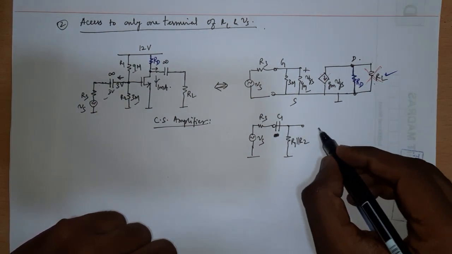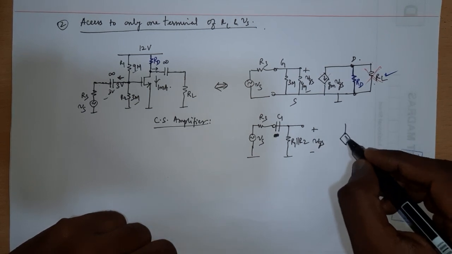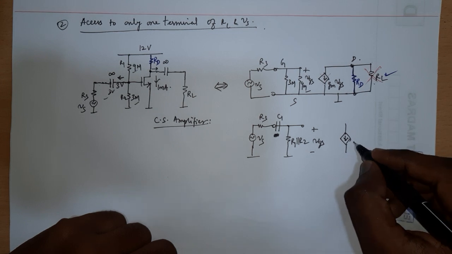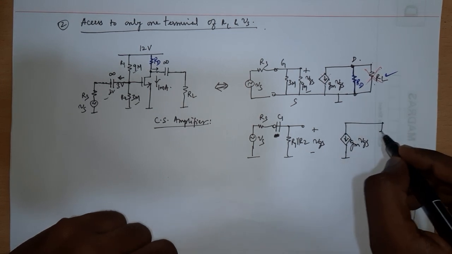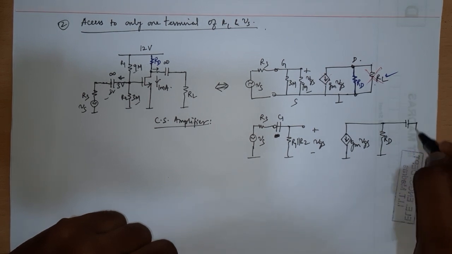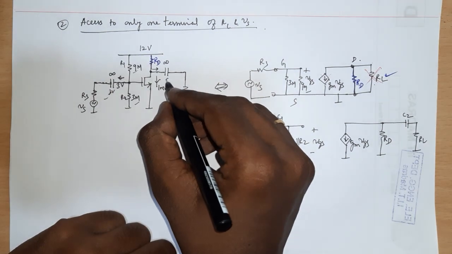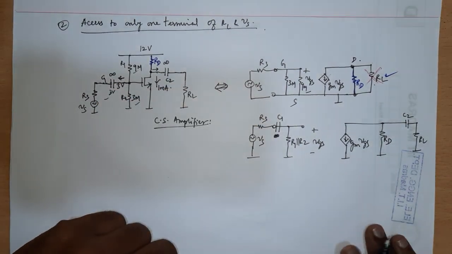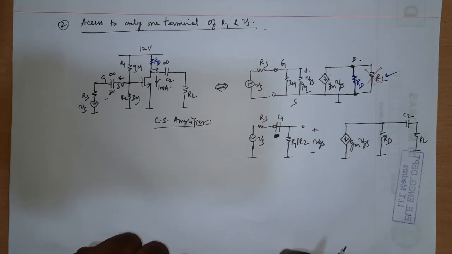Okay, and then this voltage is VGS, and on the output side you have gm times VGS, and you have RD, and you have a capacitor and RL. This is C2, and let us call the other one C1. I derived this circuit from this DC picture.